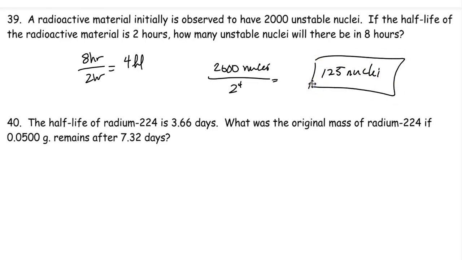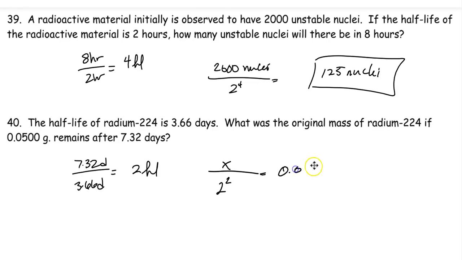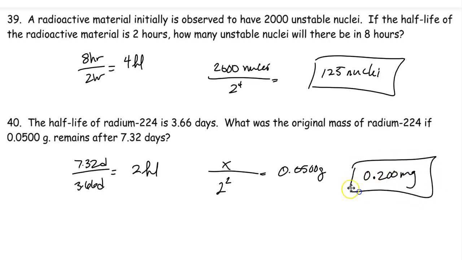Number 40, same type of deal. Okay, so I know the elapsed time is 7.32 days. Known half-life is 3.66 days. Divide that, that gives me 2 half-lives. This time I do not know the initial amount. I know that the initial amount divided by 2 caret 2 is equal to the final amount, which is 0.500 grams. I have to cross multiply, so 0.500 times 2 caret 2, or 2 squared, will give me 2 grams. This was in grams, not milligrams.